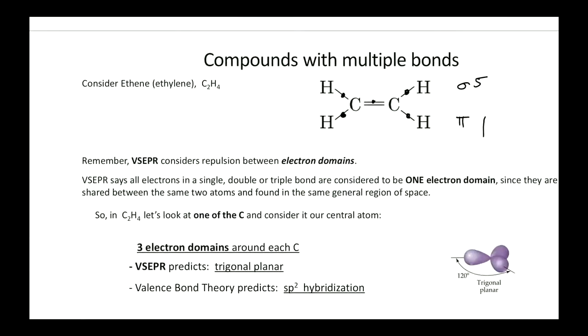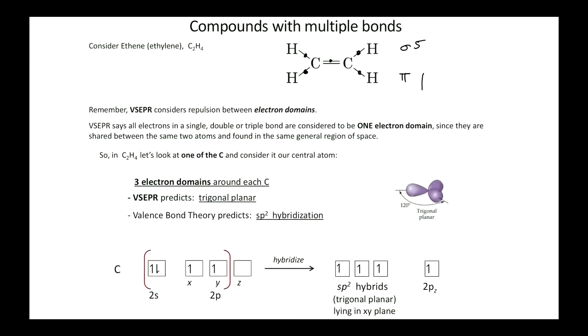All right, so how we consider this, we're applying valence bond theory. So we want to look at each of those central carbon atoms. They have 3 electron domains. VSEPR theory would predict trigonal planar. And so we know that each of those carbon atoms are sp2 hybridized. Do you agree with me? Yeah, 3 electron domains, sp2 hybridized.